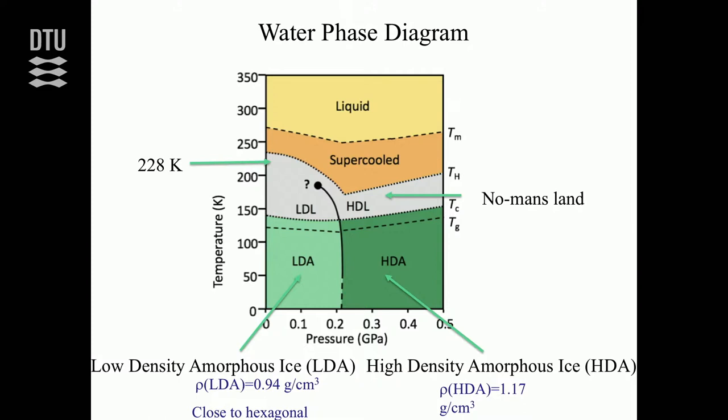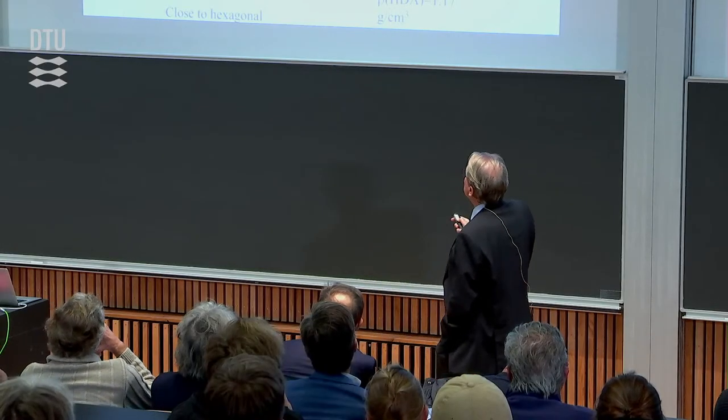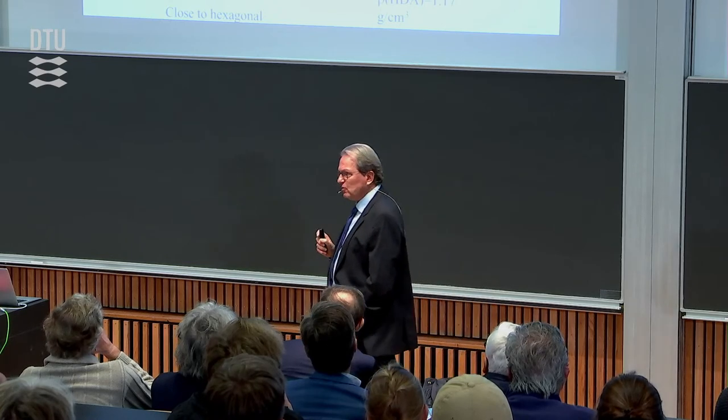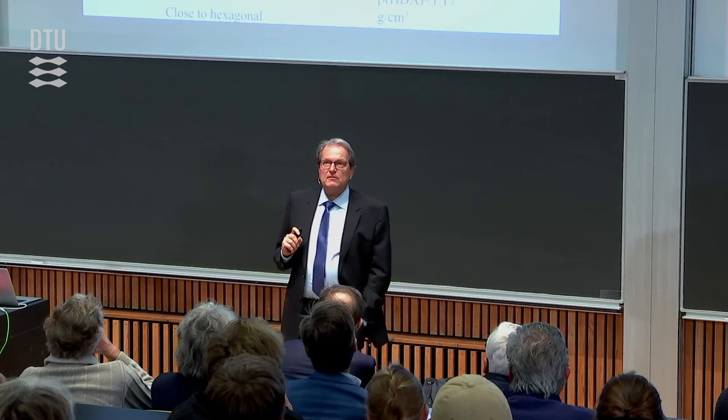So here we have temperature and pressure. Yellow is our ordinary liquid. And as you can see, as you put pressure on it, the melting point goes down, which, in all other liquids, goes up. So it's already another strange property. Orange here is supercooled liquid. And it turns out that it's quite easy to supercool a liquid. You can all do it at home. Just cool the water a little bit in your freezer.